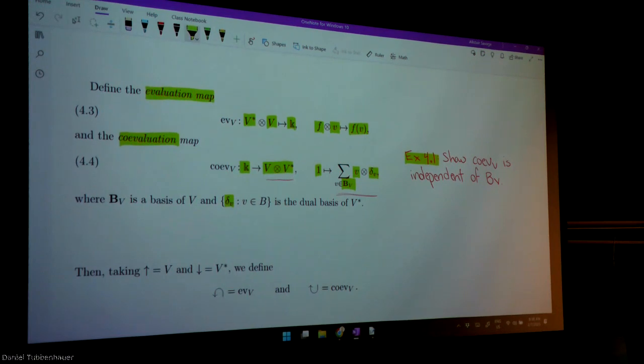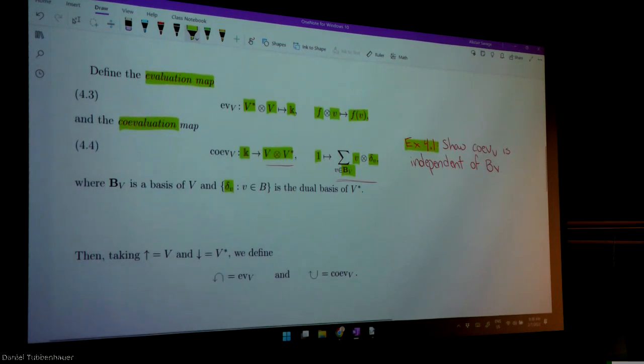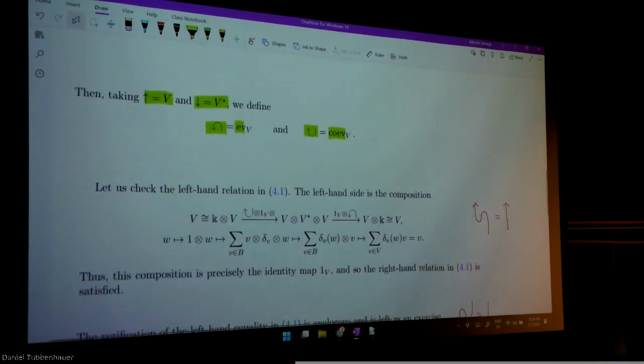Okay, so let's check that this really does show that the dual vector space is dual in the sense that I defined for monoidal categories. Our up arrow will be V, and our down arrow will be V dual. And so our left cap will be the evaluation map, and our cup will be the co-evaluation map. Okay, so let's check our relations.